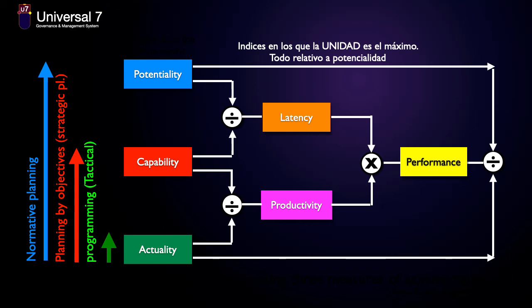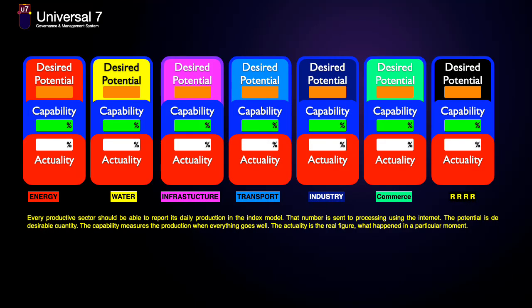From these two you get productivity. Then there is latency, as you can see here, and the final key index is performance. Every productive sector, every operation, every process you want to can report its daily production in the index model, which is recursive, as I said.